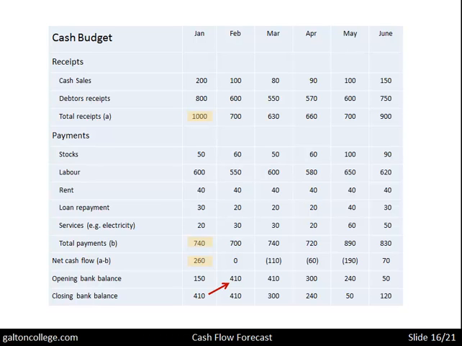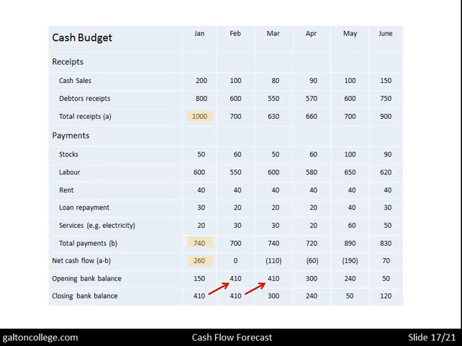However, the closing bank balance, as I said, in January is the opening bank balance in February. So that 410 goes up, like we've shown there. That's the opening bank balance in February. And there was no change to the cash flow in February. As I said, it's equal to 0. Outgoings was 700 and the receipts were 700, so no change. So we have 410 closing bank balance, which is carried up to the opening bank balance in March.